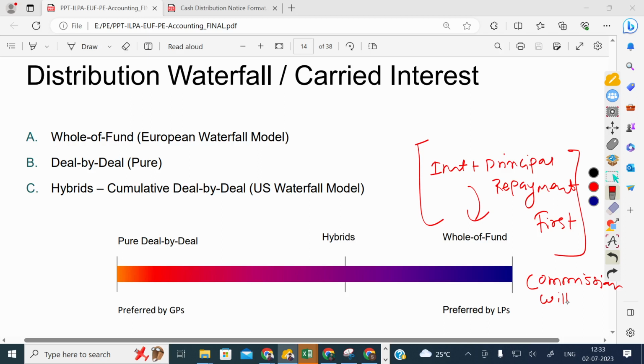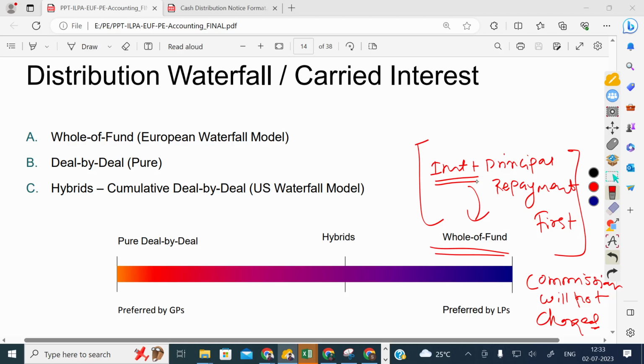Let's say one investor invested in 10 deals. So until the repayment of principal and interest payment of 10 deals, managers cannot charge catch up. So that is all about your whole deal model. Commission will not be charged. So it means the whole of fund deal model will ensure the total principal payment and total interest payment from across all the deals or investments, right? So that model will ensure the repayment. It's a very important one.